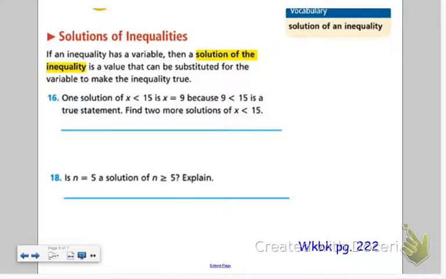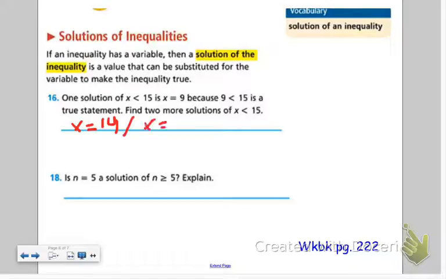Take a look at number 16. One solution of x is less than 15 is x could be equal to 9, which makes sense, right? 9 is less than 15. So x equals 9 is a possible solution or a possible answer for that inequality. Find two more solutions. Well, basically x just has to be less than 15. So maybe you might say, okay, x equals 14. That could be a possible solution. That could be a possible answer.